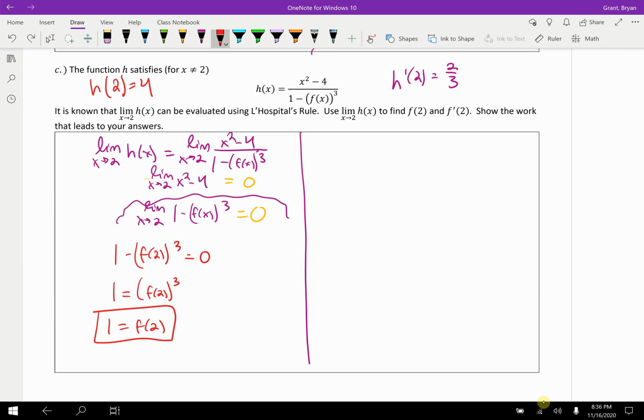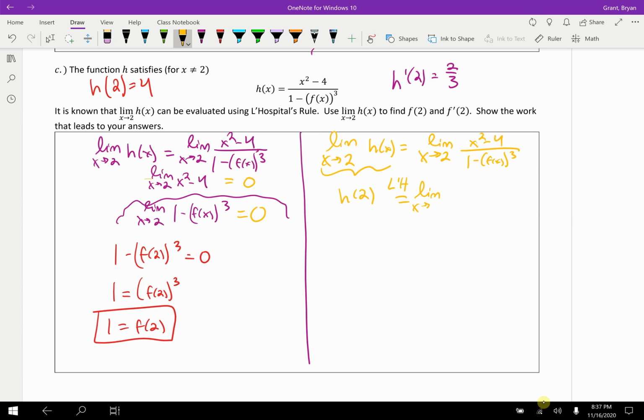Well, in order to introduce f prime, we probably need to actually take L'Hopital's rule. So let's do it like this. We'll do the same thing again. We'll do the setup and switch colors. We'll say the limit as x approaches 2 of h of x is equal to the limit as x approaches 2 of x squared minus 4 over 1 minus f of x cubed. Well, this left side we know is h of 2. The right side, though, we know can be evaluated using L'Hopital's rule.